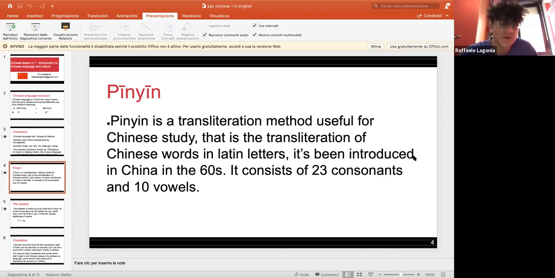And it was introduced in China in the 60s because the Chinese government was aware of the difficulty that other populations and other states had in understanding Chinese public figures. For example, in international meetings, they had difficulty making other people understand them. Okay, so.